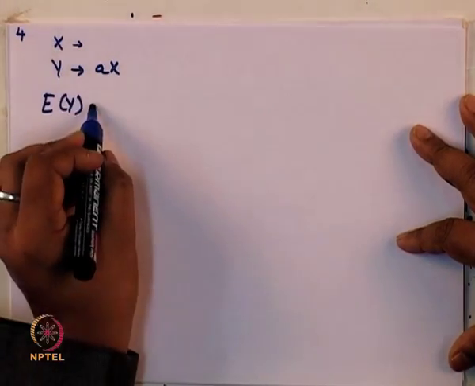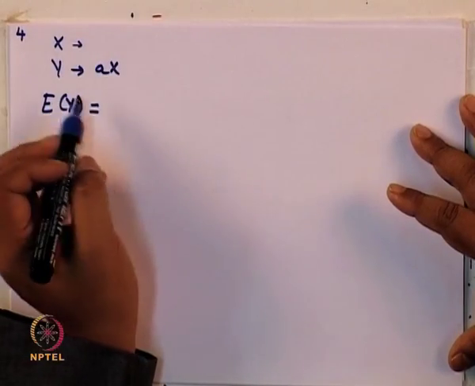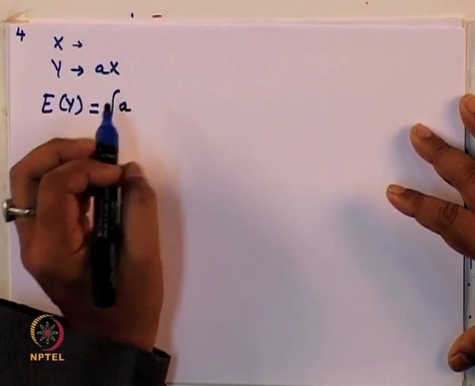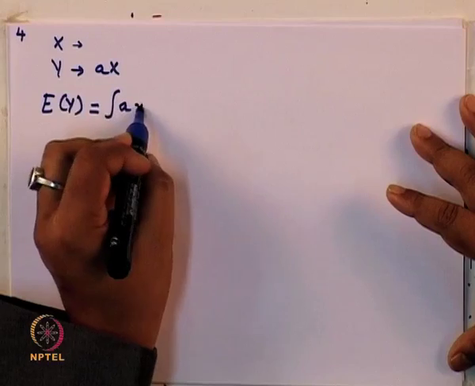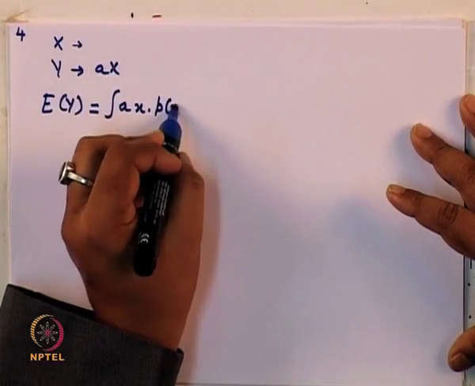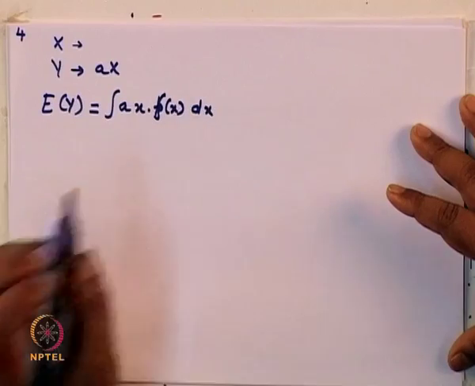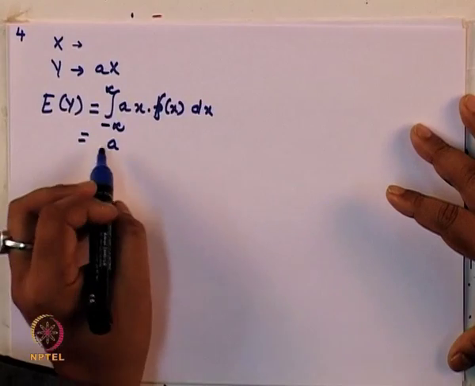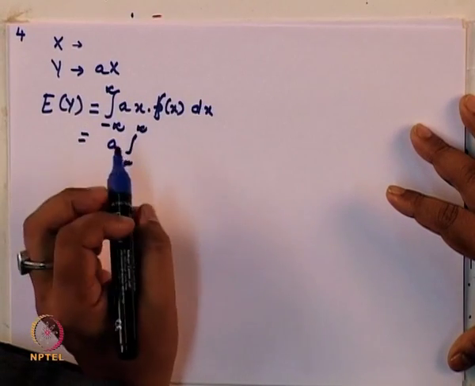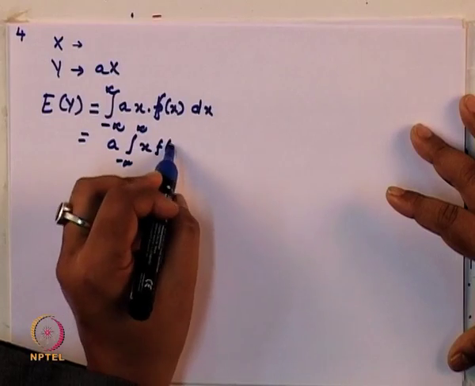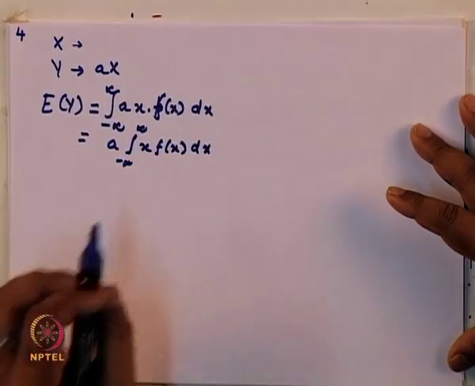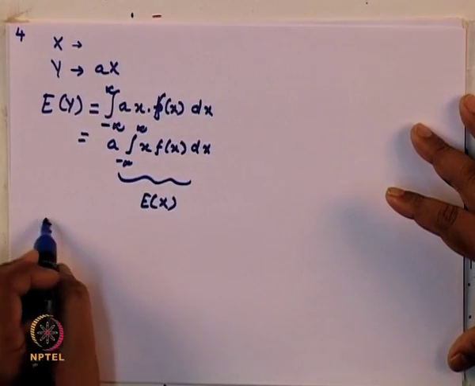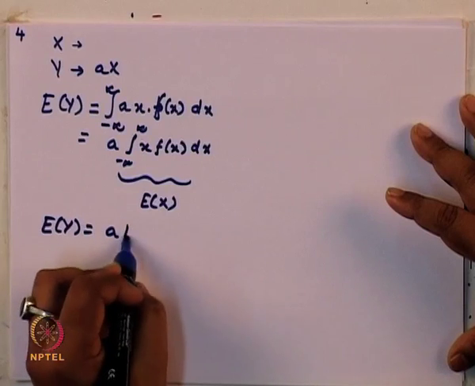I can write E of y, if this was a continuous variable, as simply the integral of a x into p of x, f of x dx. I can take the a out, so I can write a times the integral from minus infinity to infinity of x f x dx. Now, what is this? This is nothing but the expectation of x. So, I will have E of y is a E of x.